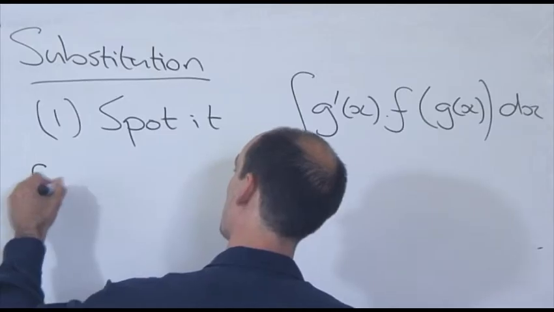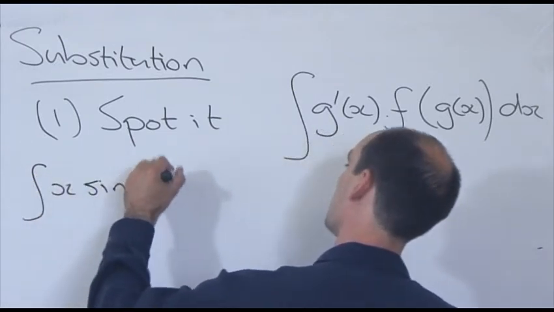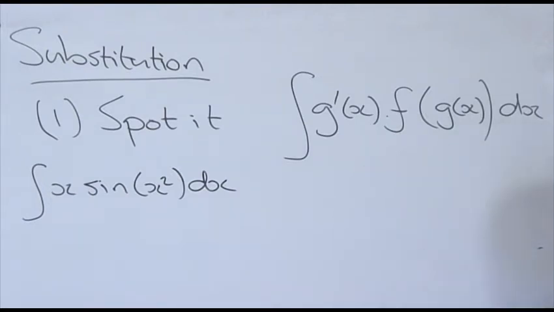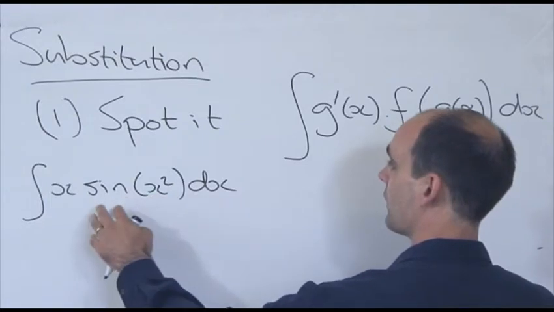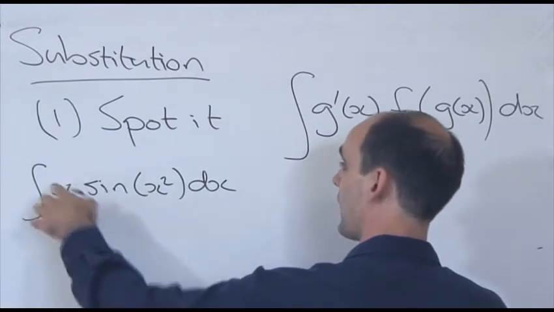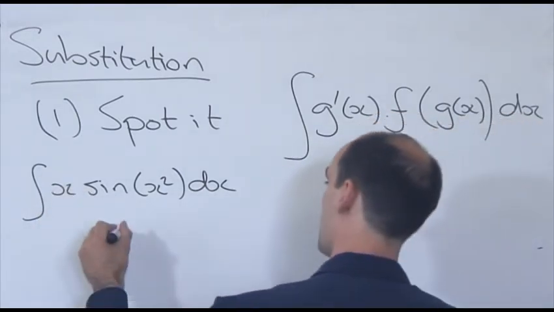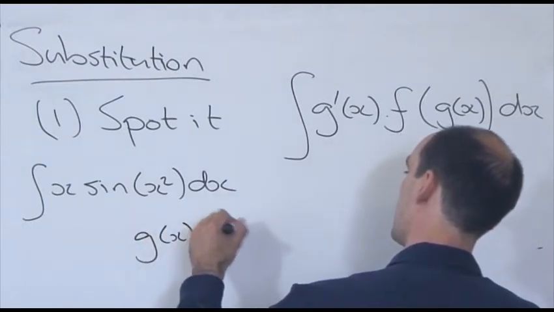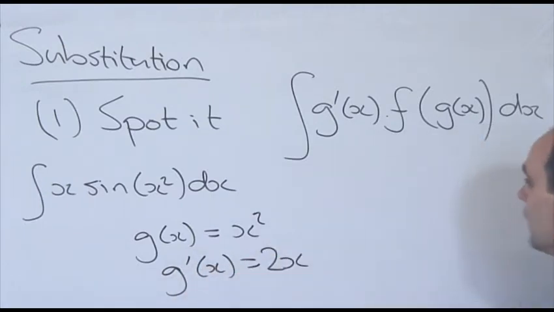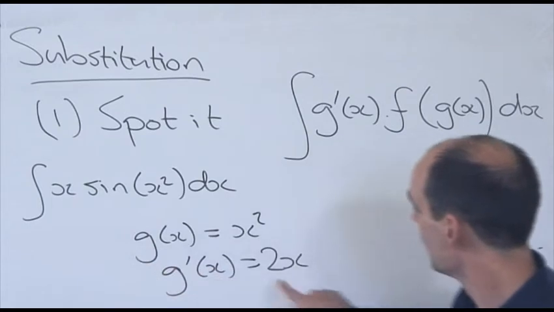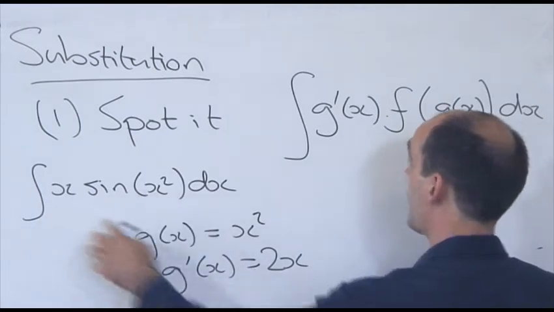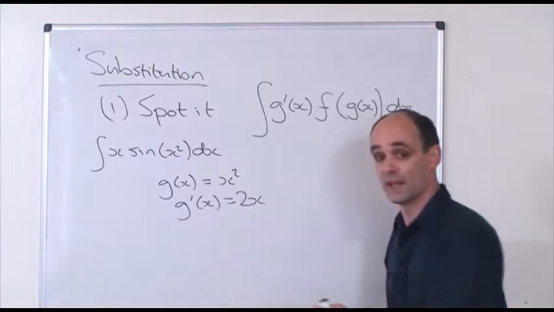So the integral of x times the sine of x squared with respect to x is, roughly speaking, of this form, because you can see here we've got a function of another function. We've got sine of x squared multiplied by something which is almost what we get when we differentiate x squared. If I have g of x equal to x squared, then g primed of x is equal to 2x. And you can see, well, we've got an x there, so but for a factor of 2, this is exactly of this form. It's a function of another function multiplied by what we get when we differentiate the inner function.